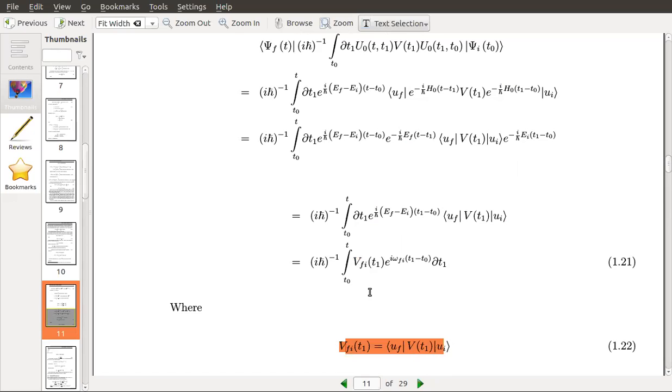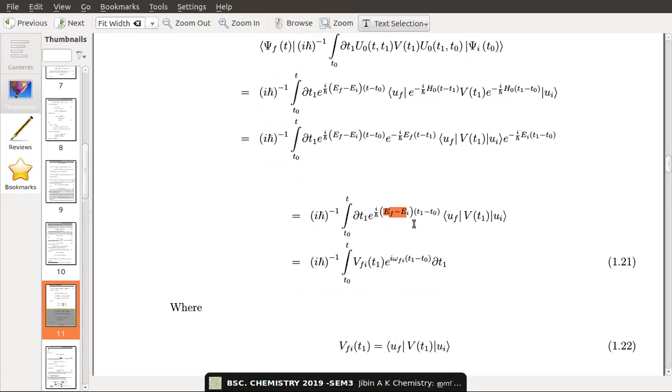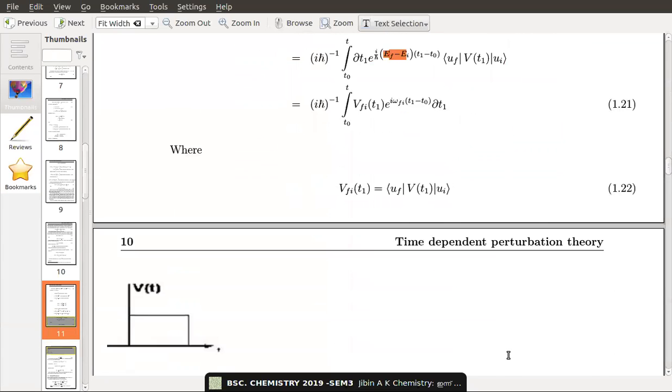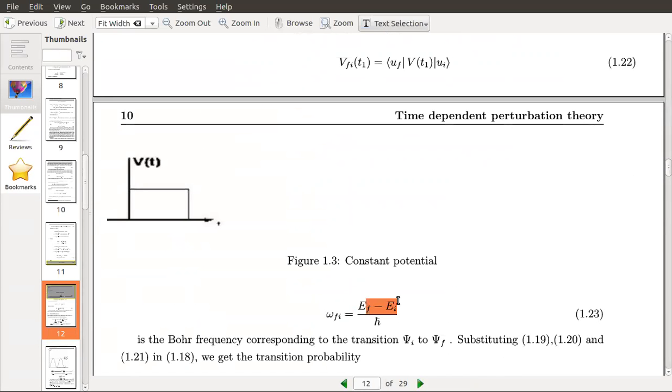Represent that by V_FI(t1), then e to the power of i/ħ (E_F minus E_I). You can write it as ħω, and the one ħ cancels, so you get iω_FI (t1 minus t0). See, ω_FI you can write as (E_F minus E_I)/ħ. The difference in energy is ħω, where ω is the Bohr frequency corresponding to the transition ψ_I to ψ_F.